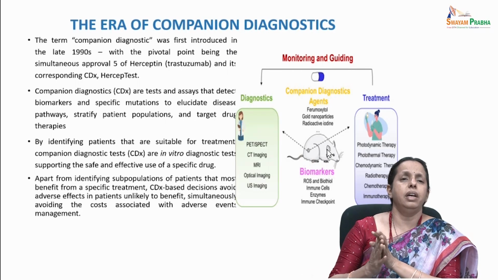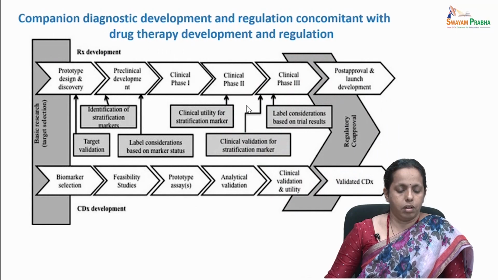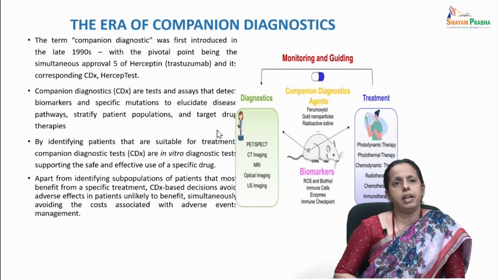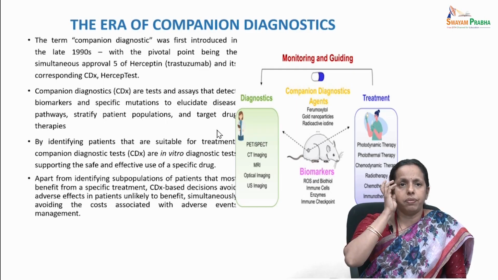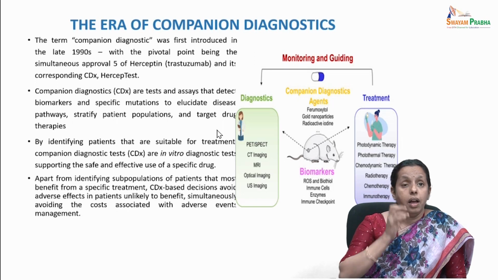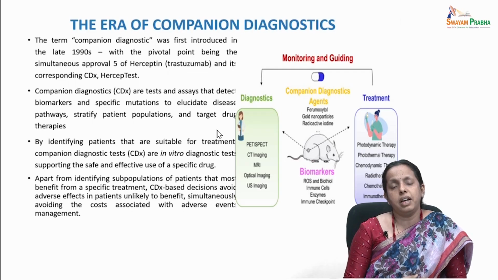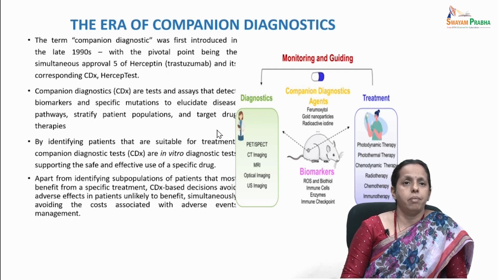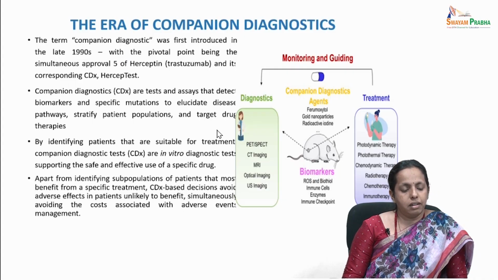Now, coming to a very important term in precision oncology: companion diagnostics. Companion diagnostics were first introduced in the late 1990s, with the pivotal point being the simultaneous approval of Herceptin and its corresponding companion diagnostic test, the HercepTest. These companion diagnostics are tests and assays used to detect biomarkers and specific mutations to elucidate your disease pathway. You can use them to stratify patient populations and target drug therapies.